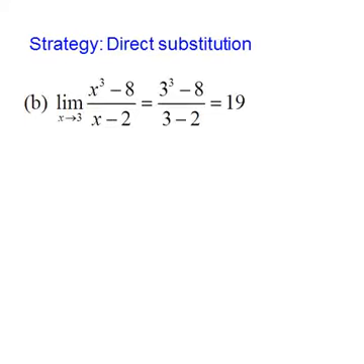Don't be fooled by part B. We could factor x cubed minus 8 and reduce by x minus 2, but we don't have to because 3 is in the domain of this function. Therefore, we can just start by substituting 3 for x to get 19.